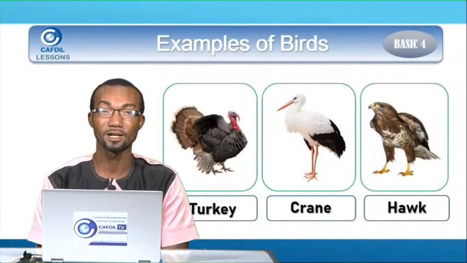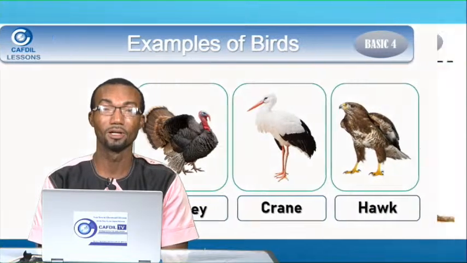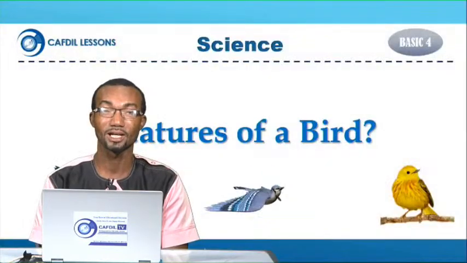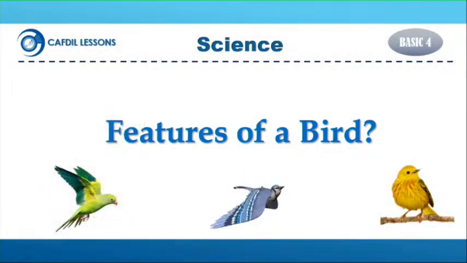And all these examples of birds, according to what a bird is, they all have backbones, they all have feathers covering their bodies, and then they also have wings. Now, let's look at some features of a bird. When we say an animal is a bird, what are some of the things that you can see and then be sure that this is truly an animal called bird?